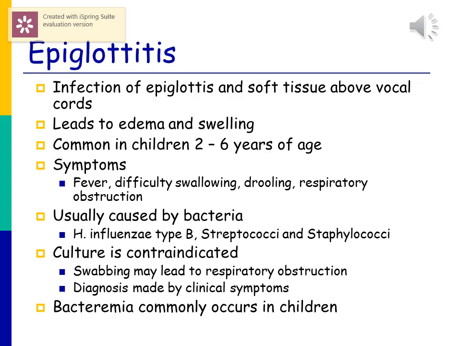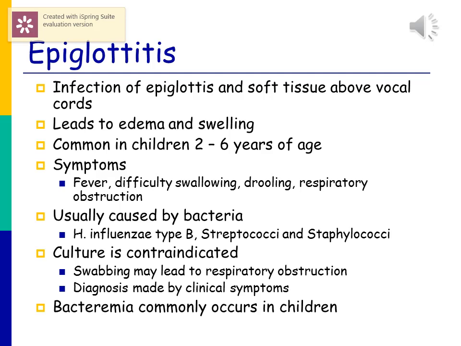Epiglottitis is an infection of the epiglottis and the soft tissue above the vocal cords. It usually is associated with fluid and swelling, very common in children between 2 and 6 years of age, and the symptoms include fever, difficulty swallowing, drooling, and possibly respiratory obstruction. Usually epiglottitis is caused by bacteria, especially Haemophilus influenzae type B, Streptococci species, and Staphylococci species.